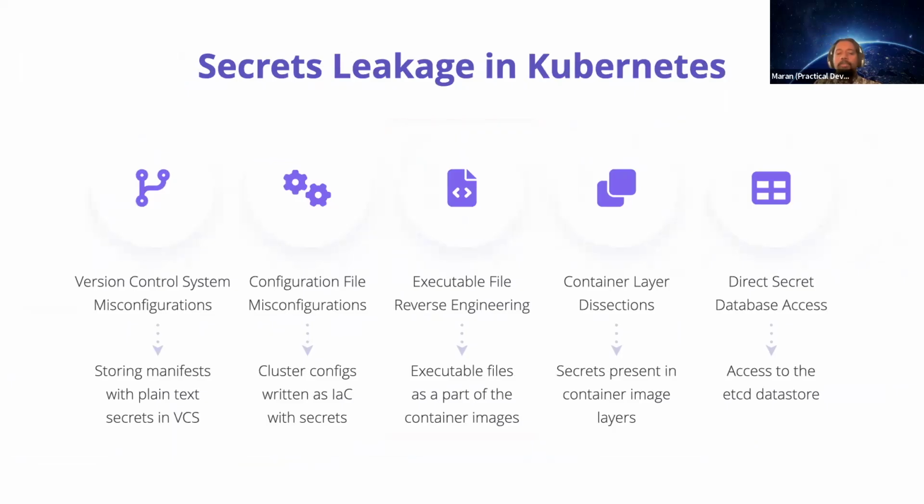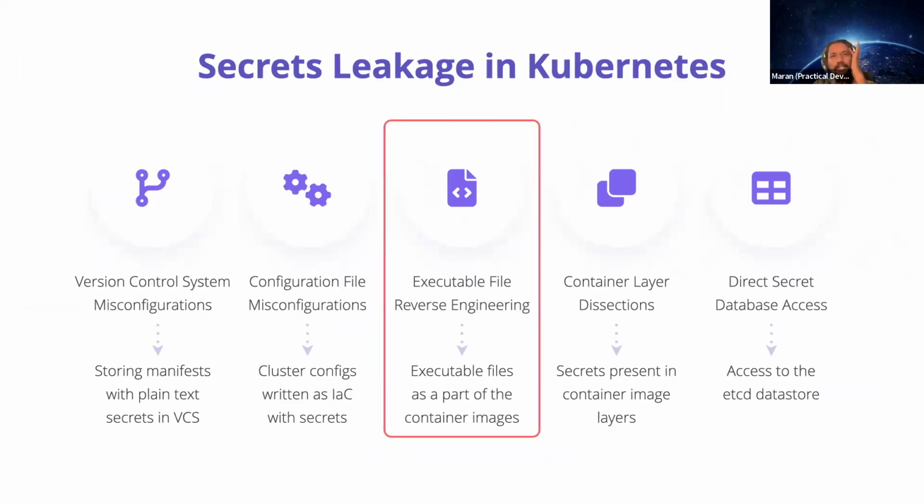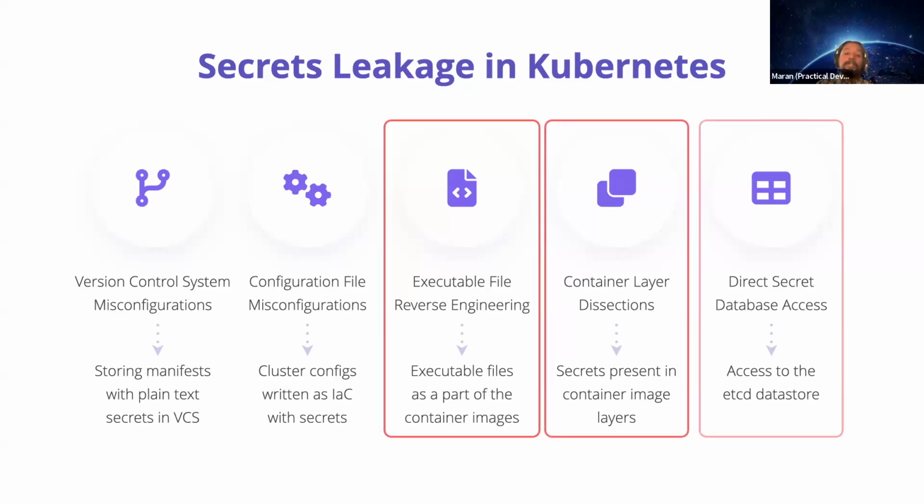So this is the slide that we started with before, where we have dealt with direct access to the etcd database. If someone has direct access to the etcd database, that's something that we can fix with encryption configuration, right? Executable files, secrets present in image layers. You have secret scanning solutions that you can use during your development workflows, try to find those secrets, and then invalidate those secrets by creating new ones, by rotating those secrets, right?